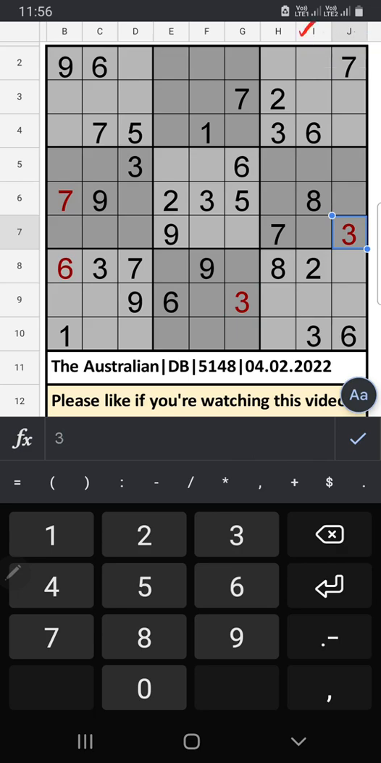Column I and column J we have 6. 5th row also we have 6. So 6 can't come in these cells. Then 6 is confirmed here.